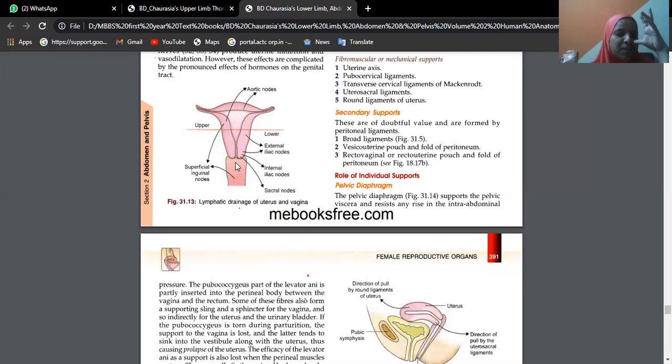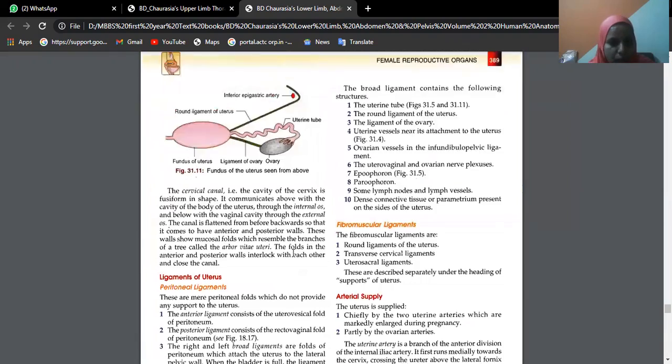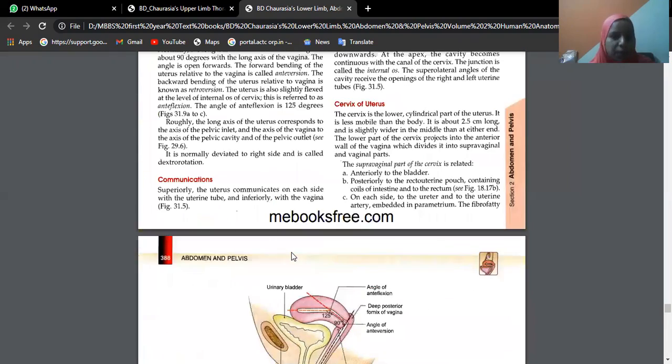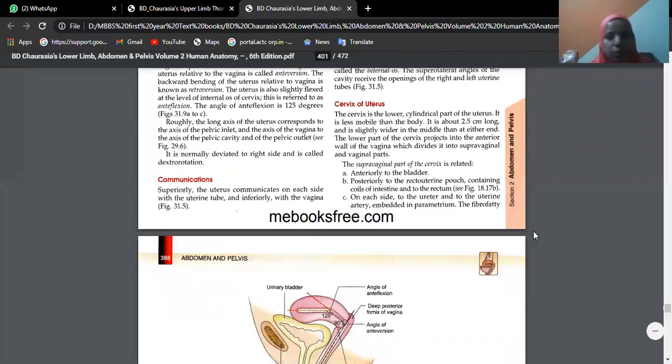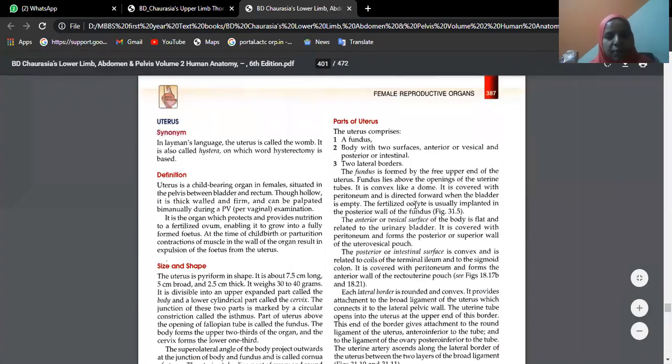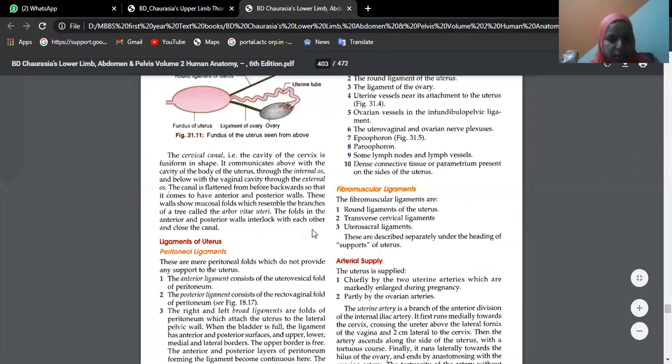About the cervix, it usually reaches 8 centimeters dilatation during childbirth to allow the head of the baby to come out through the external os, vagina, and finally through the birth passage. This is the birth passage, the vagina. Now see here: shape, size, normal position, angulation, I told you. Communication and parts we have also discussed. Cervix also, I told you in much more detail than what is given here.